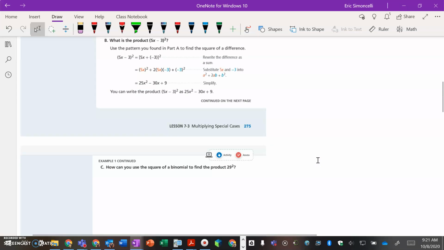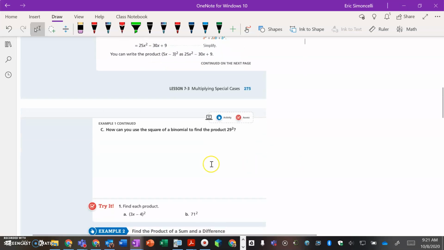Example 1c. How can you use the square of a binomial to find the product of 29 squared? So we're going to take a look. This is a kind of non-algebraic approach, but it does help with what we've done already to model it. So rewrite the product as a difference of two values whose squares you know, such as 30 minus 1 quantity squared. Then use the pattern for the square of a binomial to find its square.